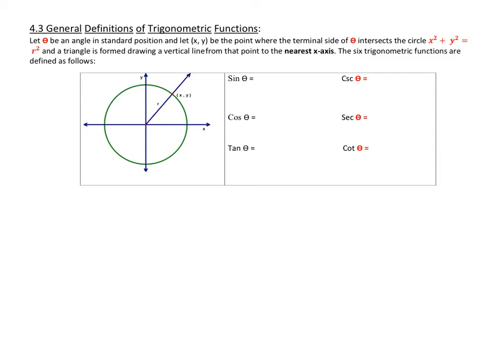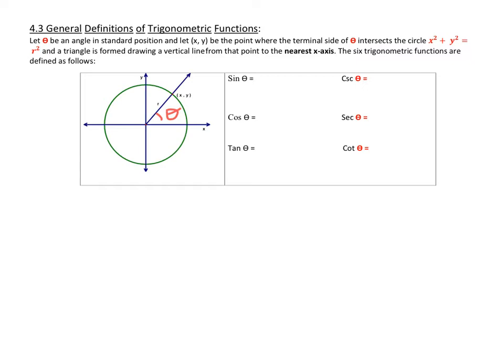Here we are looking at the general definitions of trigonometric functions, and here we are told let theta be an angle in standard position, and let (x, y) be the point where the terminal side of theta intersects the circle x squared plus y squared is equal to r squared. And here is a circle centered at 0. This is the terminal side, and let me show where angle theta is. So this is theta.